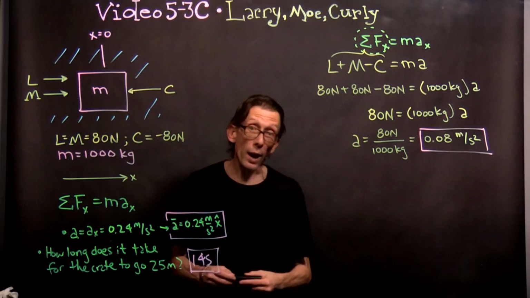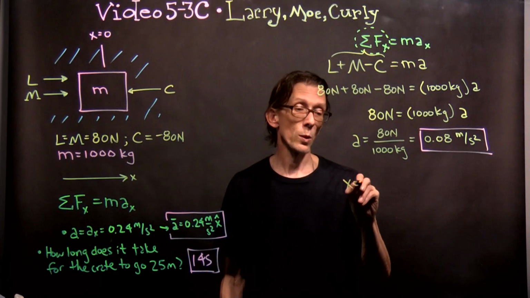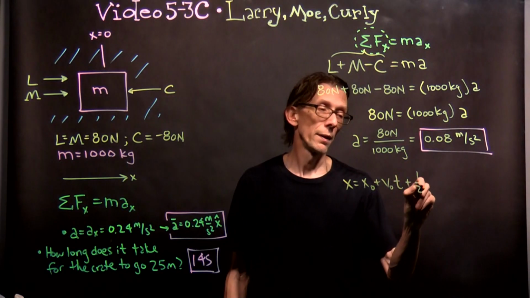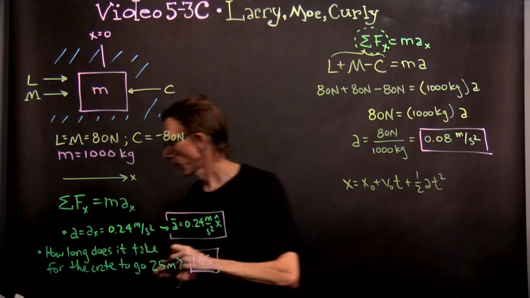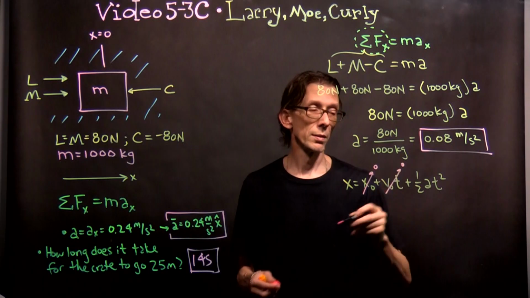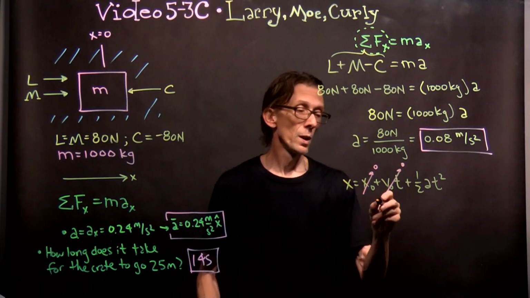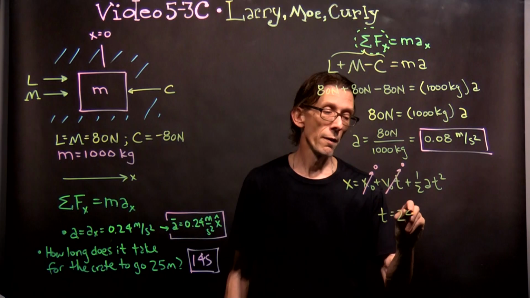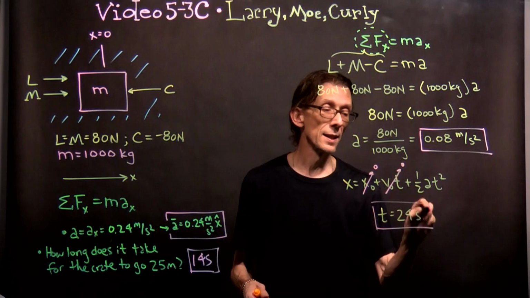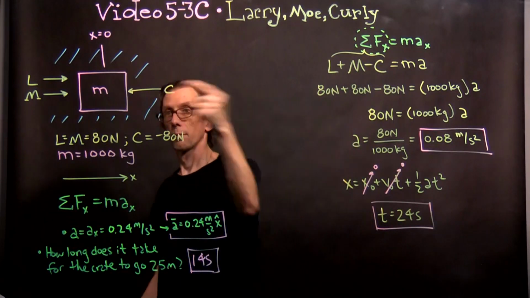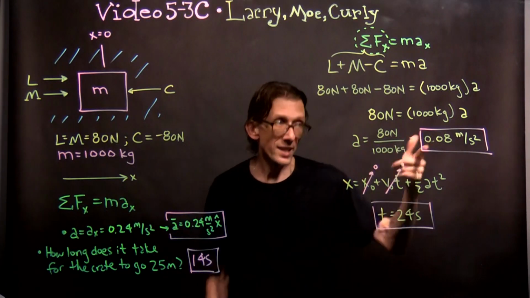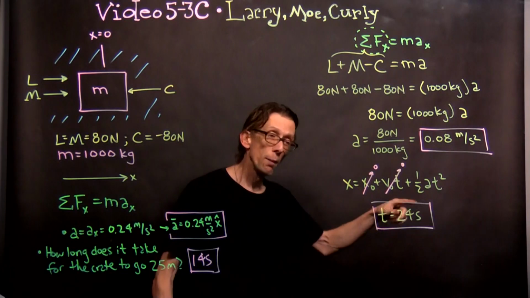And you'll do your math the same way. You're still going to use x equals x naught plus v naught t plus 1/2 at squared. These things are still going to be 0. Starting line is still 0. Initial velocity is still 0. But when you solve this for time, you're going to get t is 24 seconds. Okay. With Curly working against them, like the stooge he is, there's going to be less acceleration, which means it'll take more time.